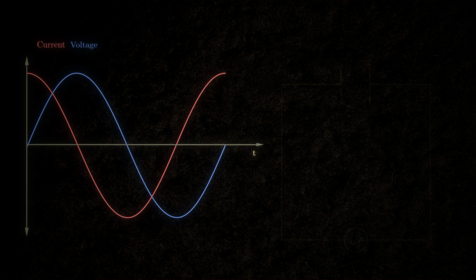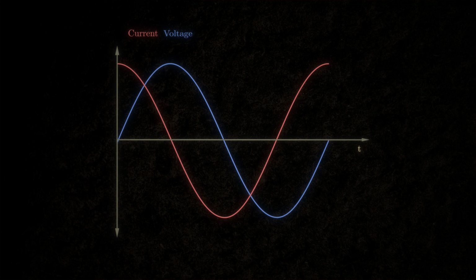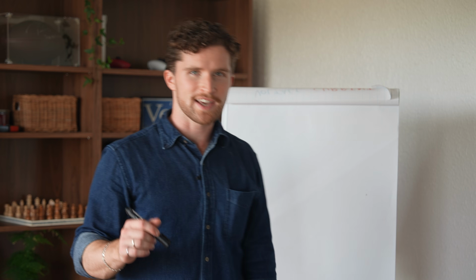Since the horizontal axis is time, this shows the current peaking before the voltage, always by the same amount, a quarter of a cycle. In other words, the voltage lags the current by 90 degrees. But there is another effect we need to take into account.